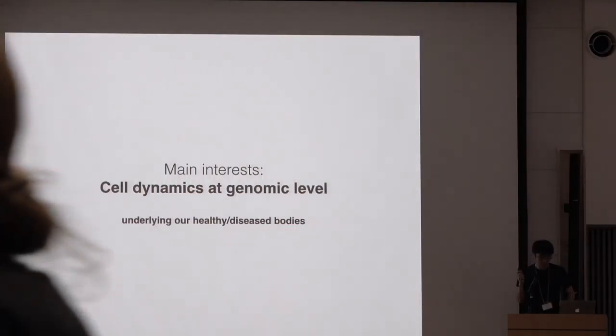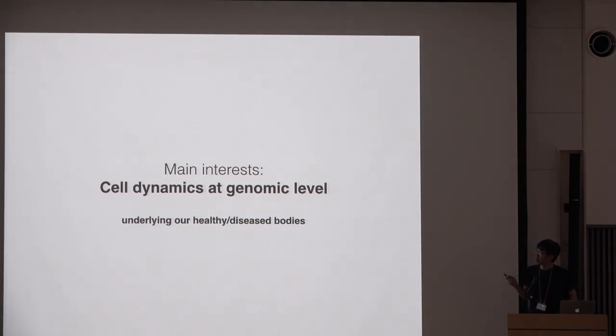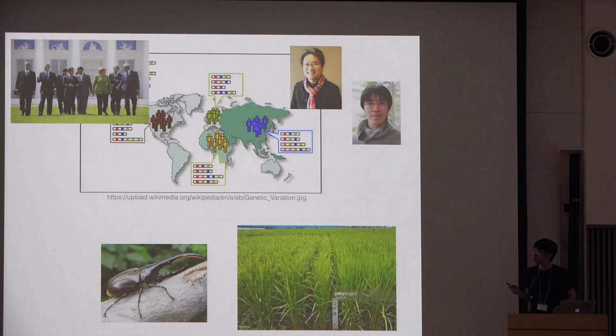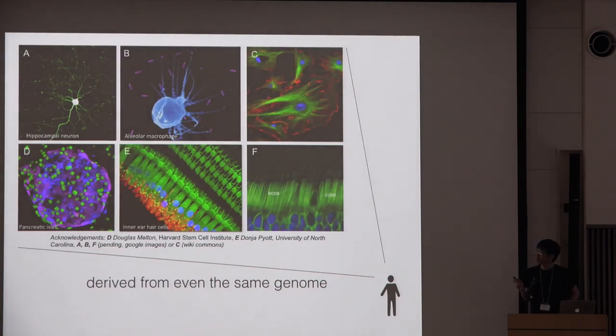My current main interest is cell dynamics at the genomic level. This is underlying our healthy and diseased states. In recent studies, a lot of genomes have been generated. But those may be sequenced, I don't really know. Lots of genomes have been decided, and genome differences produce different phenotypes. But at the same time, even in the same genome, a variety of cells is produced and functions in different ways. Just amazing. It sounds almost like common sense, a common sense in the biological field. But if you go back to the original motivation, this is quite amazing, impressive.